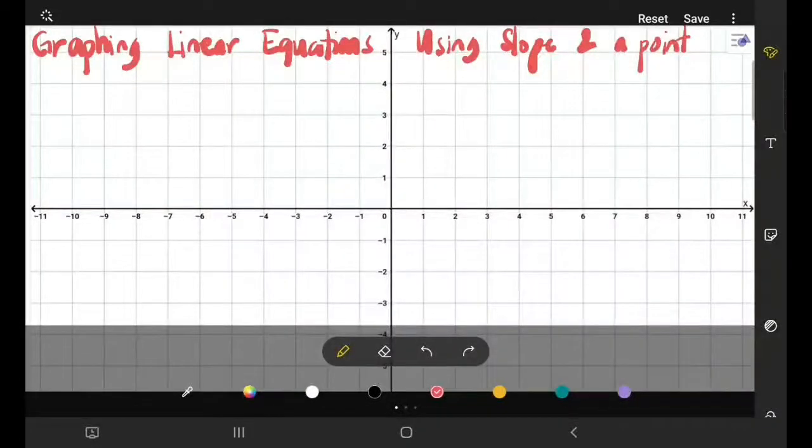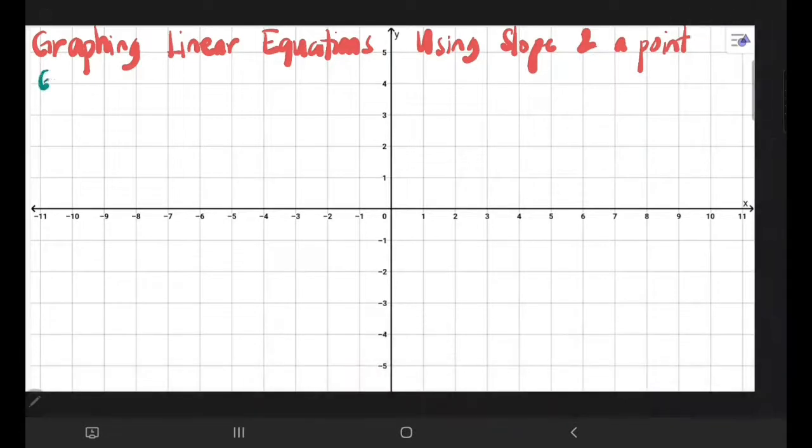We're going to move to graphing linear equations using slope and a point. Last time, we used slope and a y-intercept. Now, we replace it with a point. Okay? Let's have an example.